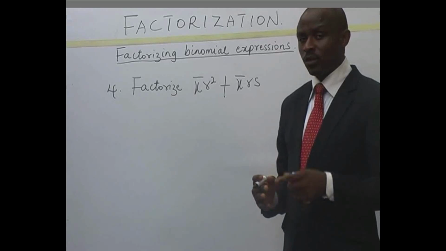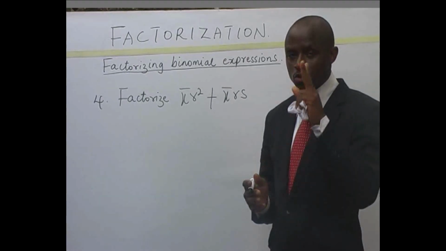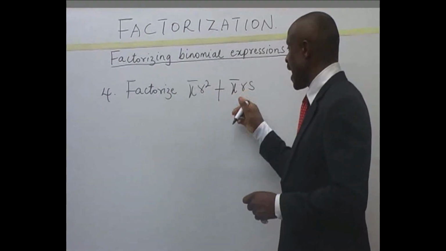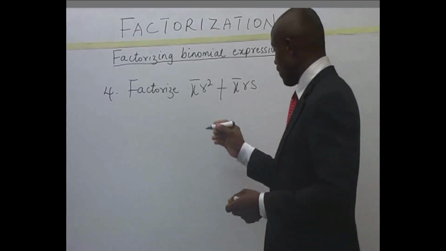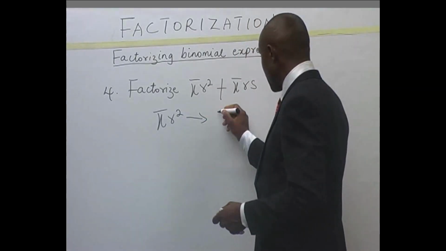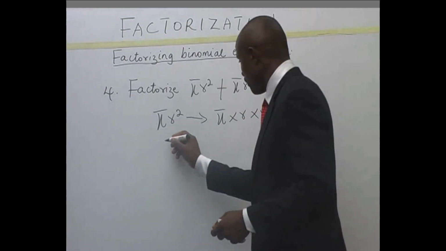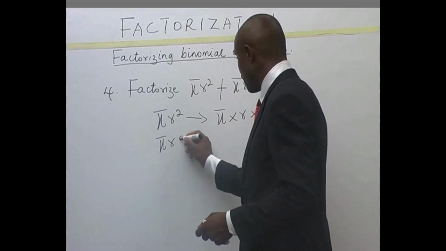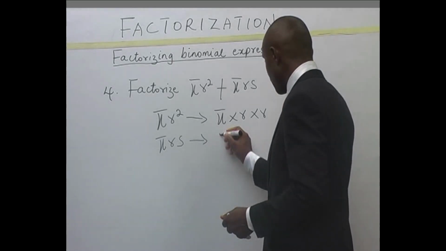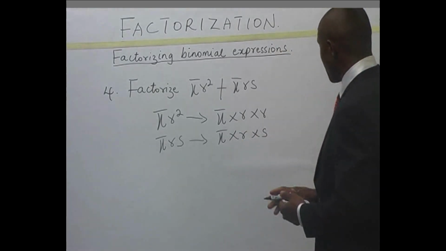This is the last example I am taking to explain to you how to factorize binomial expressions, expressions that have 2 terms. This says pi r squared plus pi rs. We are asked to factorize it. Let's split them into their factors. Pi r squared is the same as pi times r times r. The other one is pi rs. Splitting it into its factors, or making it a product of its factors, you have pi times r times s.